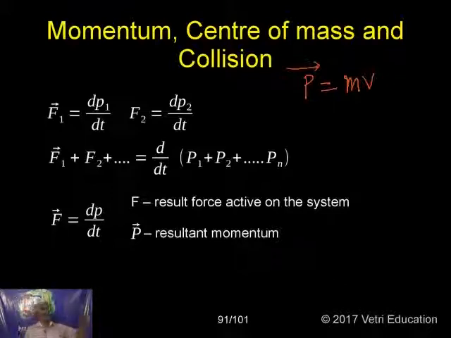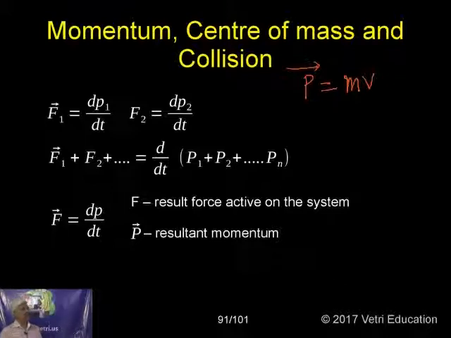Therefore F. Different forces are acting: F1, F2, F3, etc. F1 is equal to dP1 by dt, F2 is equal to dP2 by dt, etc. Therefore I add all the forces: F1 plus F2 plus F3. On the right hand side, d by dt common, P1 plus P2 plus P3. P1 is the first particle's momentum, then second particle, third, like that.